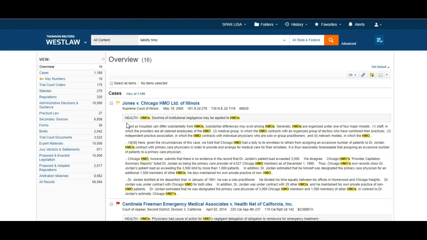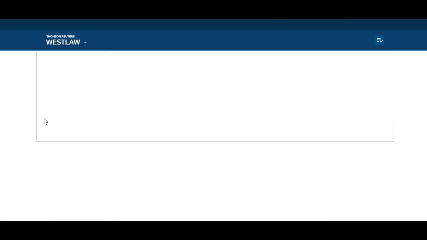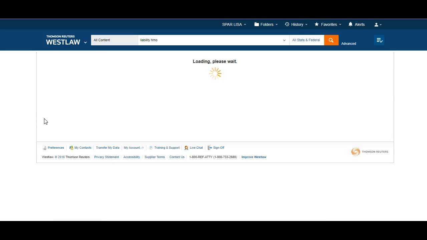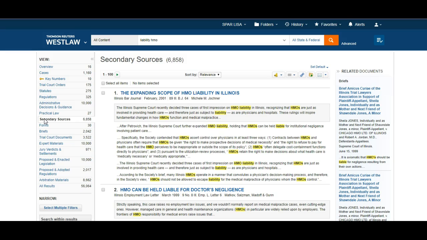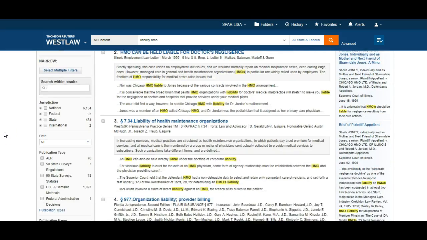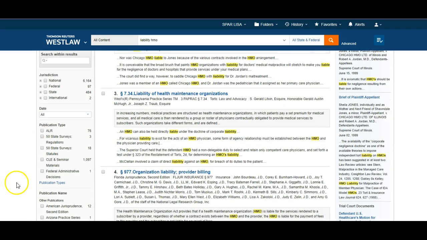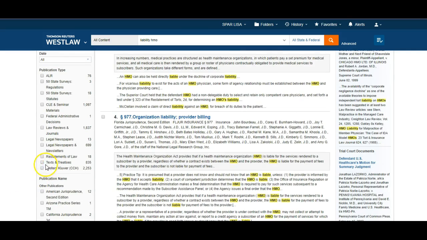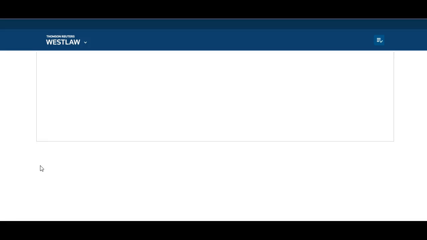If we go back to our favorite search, liability HMO, as you may recall, in looking in secondary sources, and again, these all-inclusive practice materials are secondary sources, but they have a lot of primary sources as well. And here on Westlaw, I will narrow our publication type to texts and treatises.